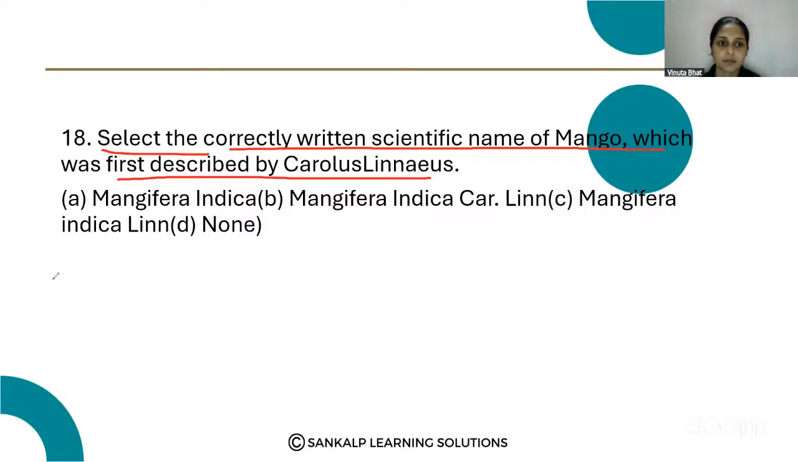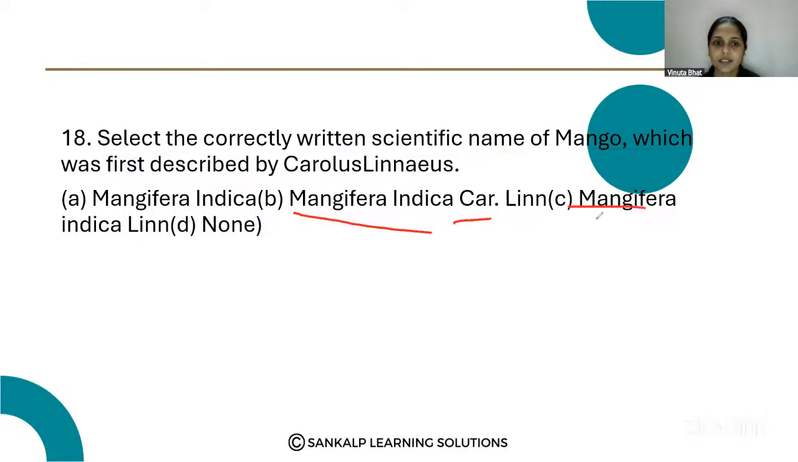See the options. Option A is Mangifera indica. Option B is also Mangifera indica Carolus Linnaeus. Option C is Mangifera indica Linnaeus. Many are writing option B and C.